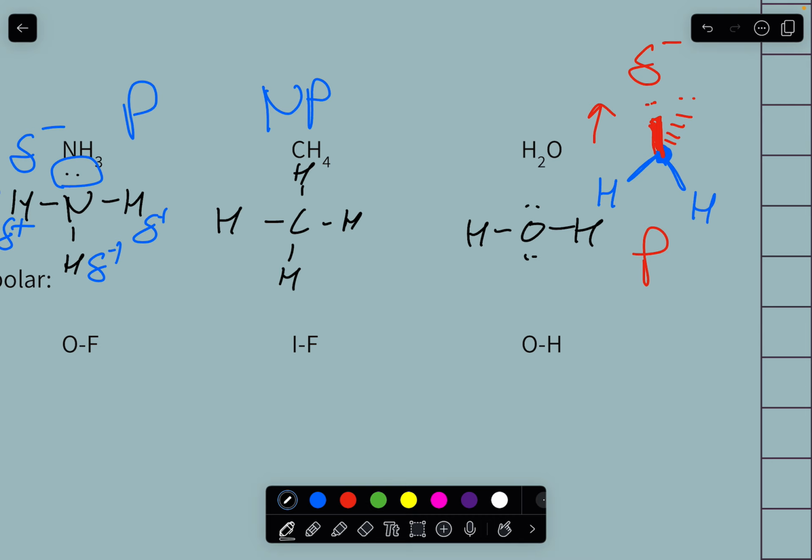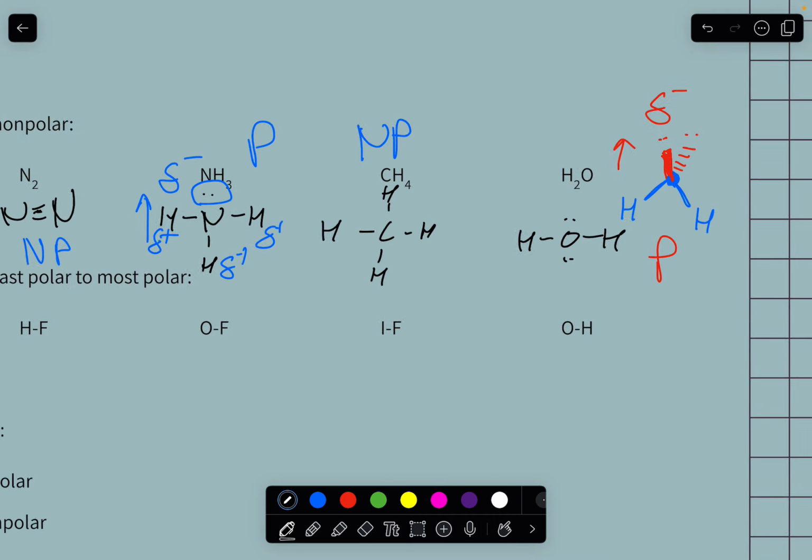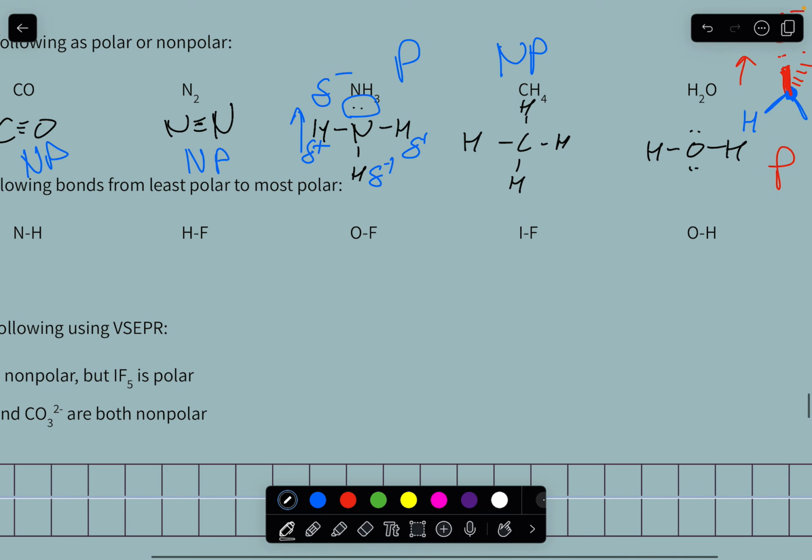Okay. So be careful with your drawings. Make sure you know VSEPR because that's going to help you determine polarity.